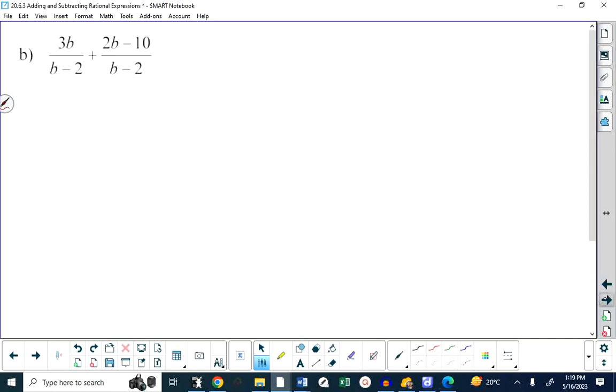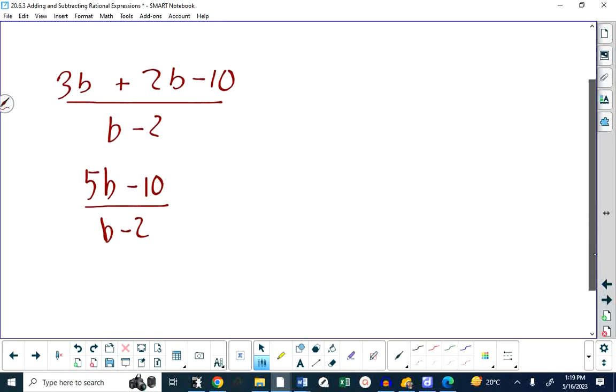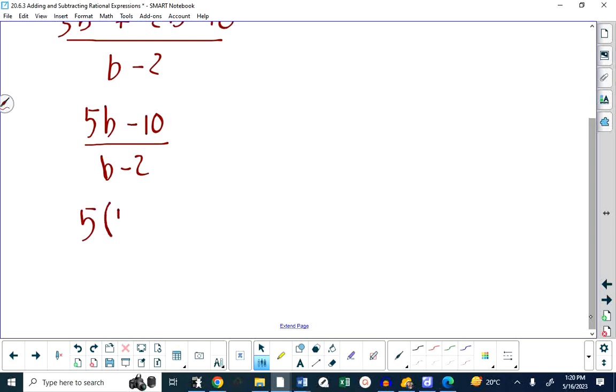Let's try another one. Well, they both have the same denominator, so we can put them together. So I have 3b plus 2b minus 10 over b minus 2. 3b and 2b is 5b. You can factor a 5 out of the numerator. And the b minus 2's cancel, so my answer is 5. Again, I don't care that much about non-permissible values today, but are there any non-permissible values in this expression? 2, right? B is not equal to 2, even though it cancels.